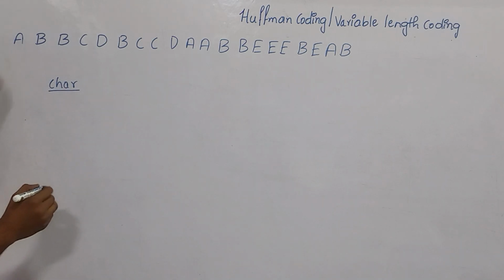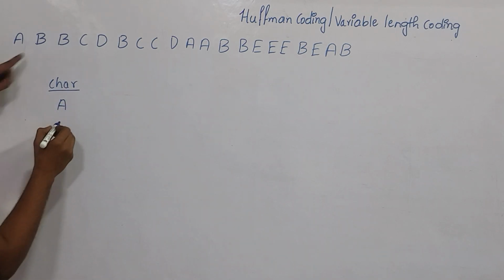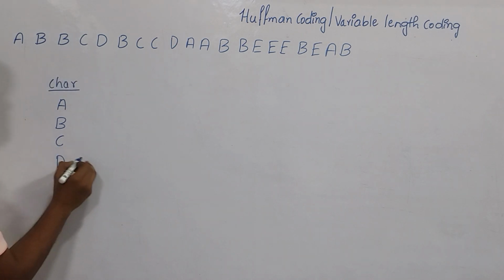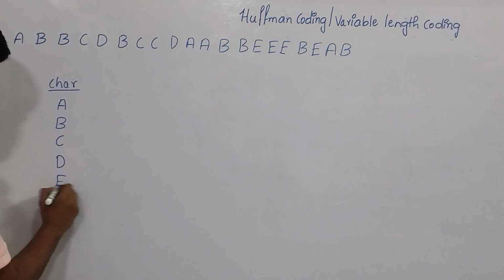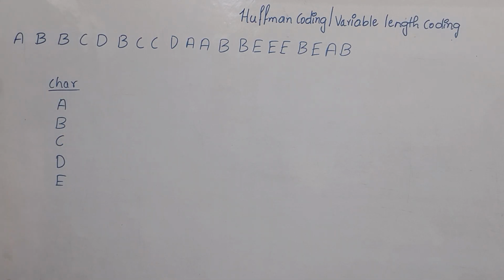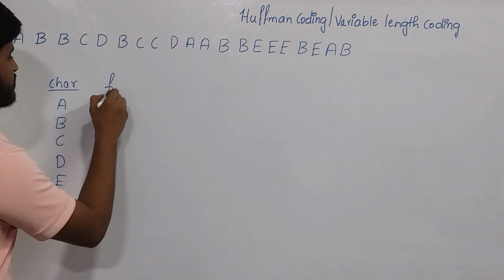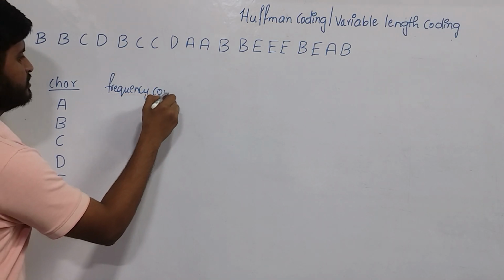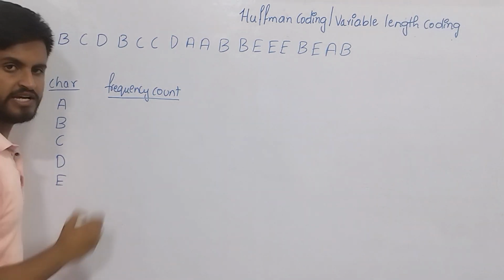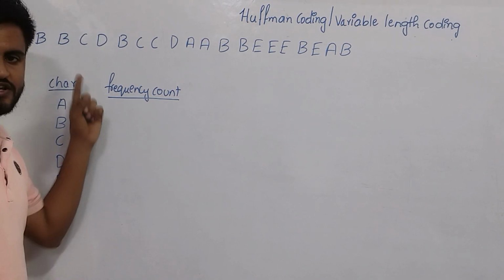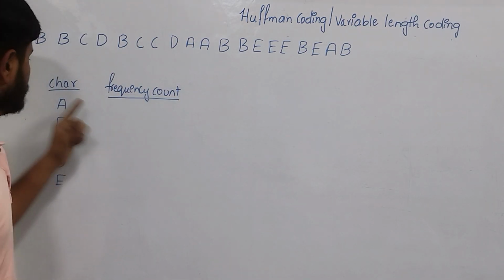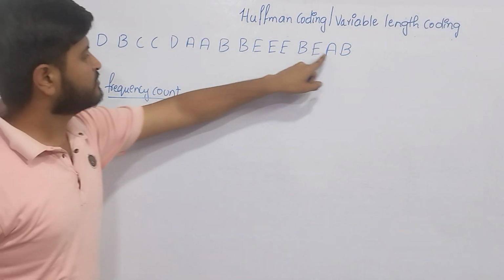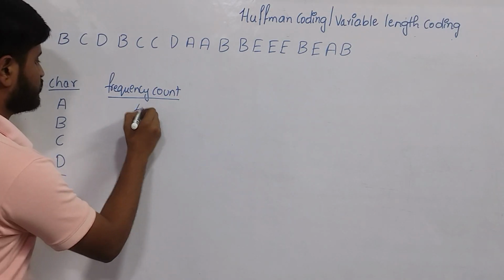So the characters I am having are A, B, C, D and E. These are my 5 characters. Let's write the frequency count of them. Frequency count means how many times each character has been repeated in the given sequence. So A: 1, 2, 3, 4. So A has repeated 4 times.